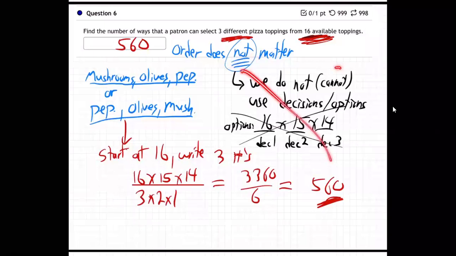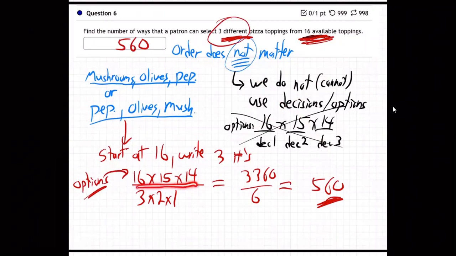So when the order does not matter, we have to do it different. We can't do decisions options. Instead, we start with the number of options, right? There's 16 options. And you're going to pick 3 toppings, so you're going to write 3 numbers, going down by 1 every time, like usual. But you got to divide by starting with that number on down to 1, 3, 2, 1. That's the difference. 560 different ways. So there we go.